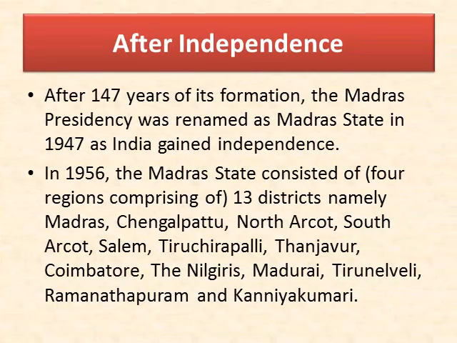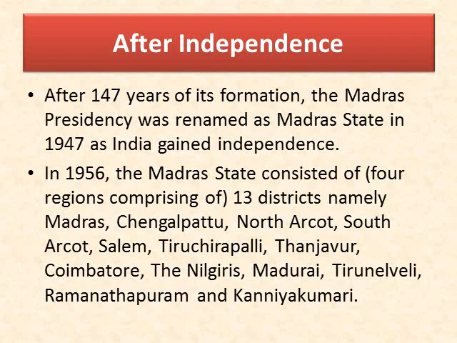Now we will see what happened after independence. In 1947 we got our independence from the British rule. August 15th India was declared independent. So what happened to Madras Presidency? After 147 years of its formation, the Madras Presidency was renamed as Madras State in 1947 as India gained independence. So the Madras Presidency was renamed as Madras State.